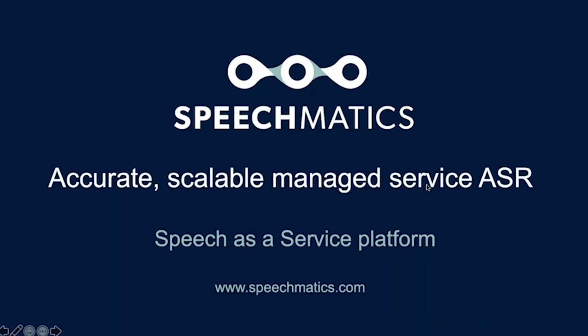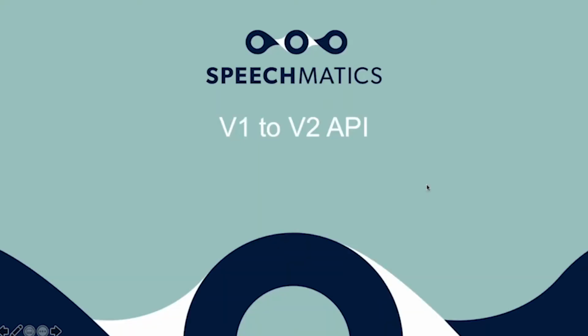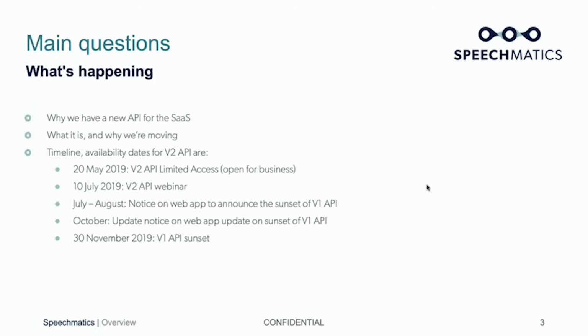So I'm going to start first of all with an overview of what the new API is and why we have it, and then some timelines that you need to be aware of for migrating to the new V2 API. So we have a new API basically because we want to make sure that the new features which have been available for a while now in other products are available on our cloud service. So we've given some limited availability previously this summer. So we already have some customers using the new API.